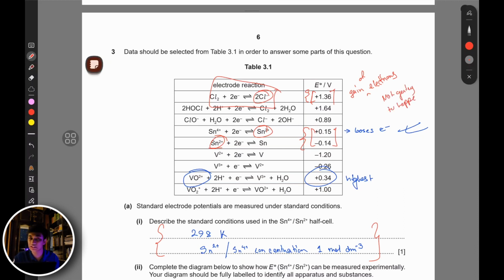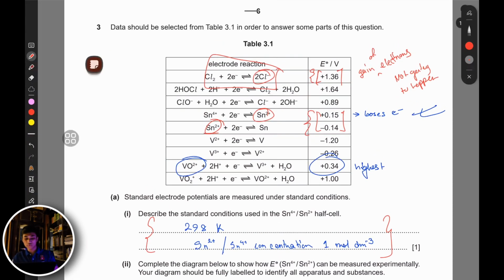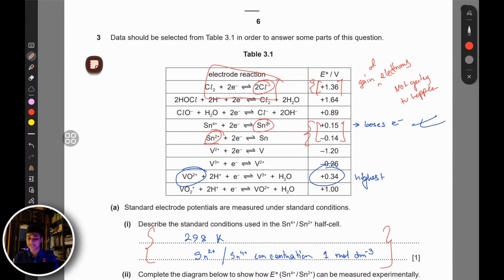But how do we prove it using the Ecell value, or the electrode potential of the cell? So which Sn equation are we going to consider? For this, you're going to take the equation where, since in this equation you are supposed to gain electrons, the other equation is supposed to be such that the reverse reaction is supposed to produce electrons.